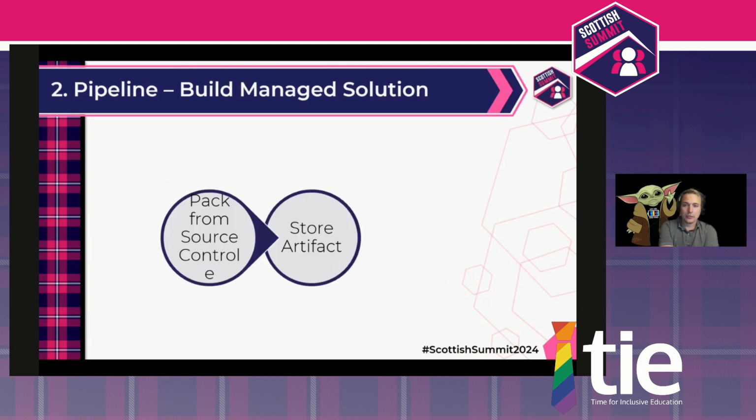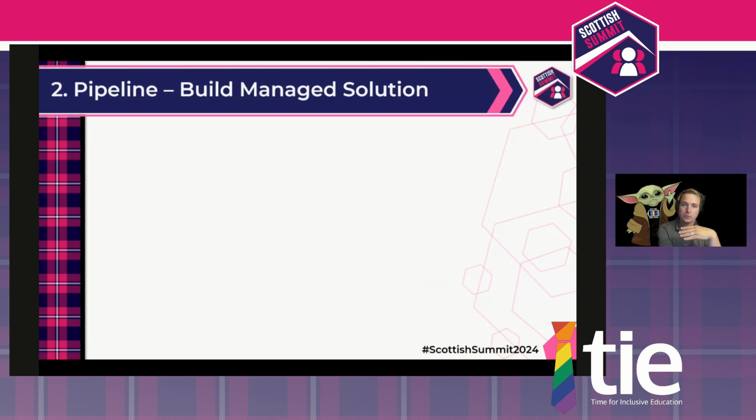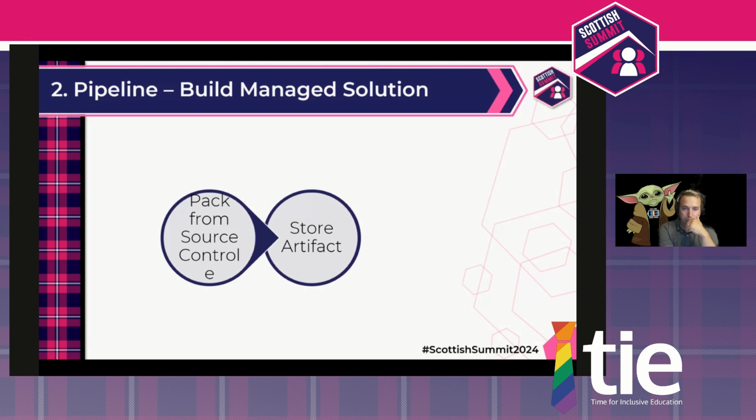The second one basically takes everything from source control and packs it together into a solution again, and then stores it as an artifact of the solution. The first one can be run frequently, several times a day, or whenever you do a pull request or anything like that. The second one will be run whenever you want to do a new deployment. And that's the basic setup.